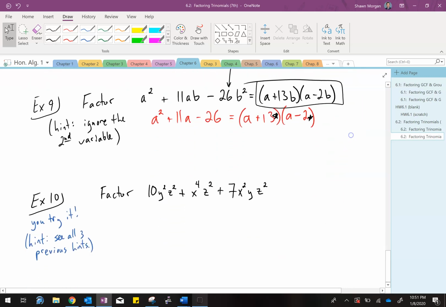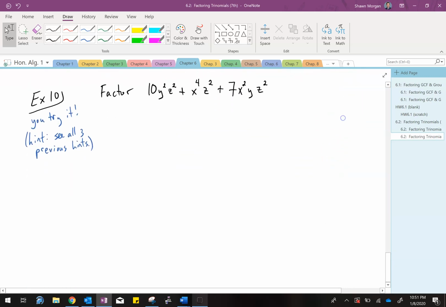And finally, we come to our last example, and I'd like for you to pause the video, take some time, and look at this bad boy and see if you can figure it out. It's not too complicated if, as my hint suggests here, you actually combine all three of the previous examples and their hints to work it out. Let's see how you do. Pause the video, and then we'll pick back up together.